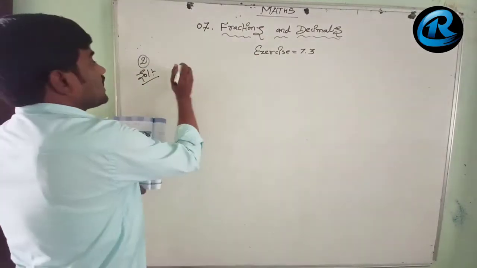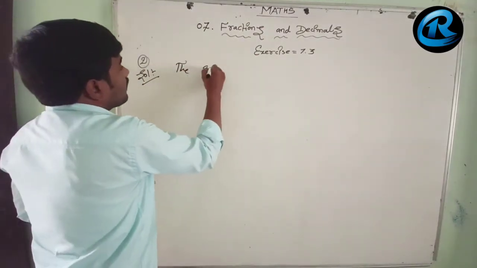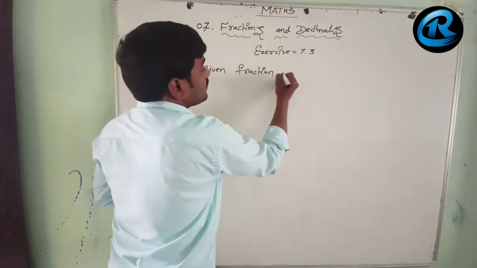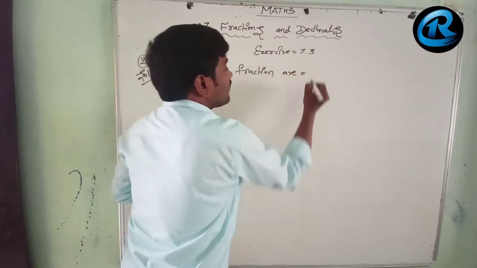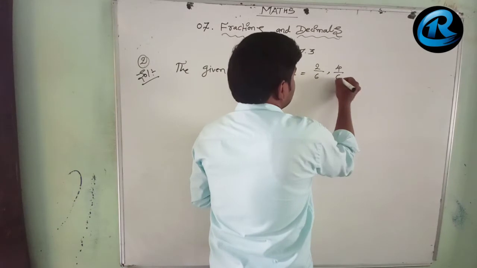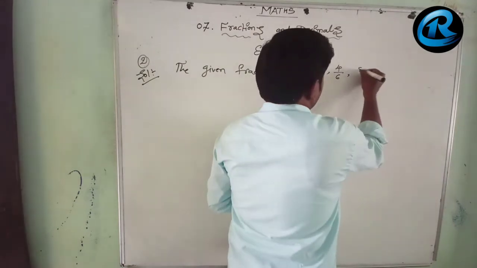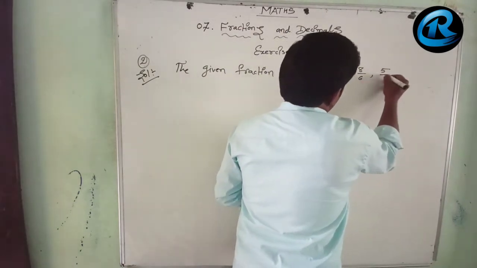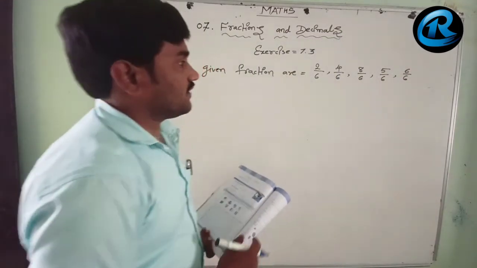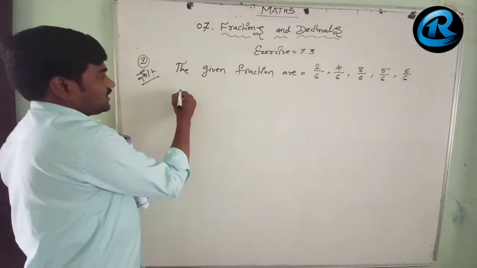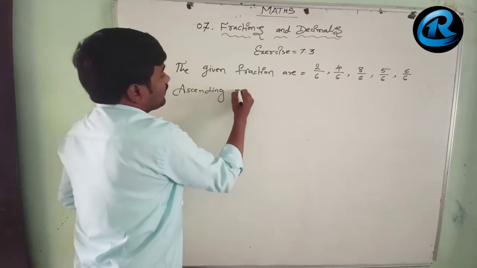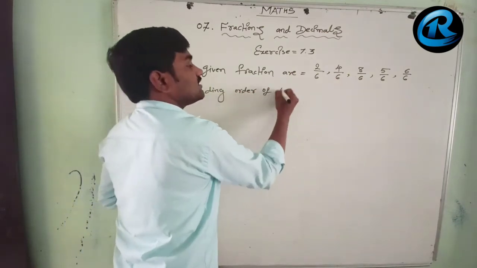First of all, let us write the given fractions. Which fractions are given here? The given fractions are 2 by 6, 4 by 6, 8 by 6, 5 by 6, and 6 by 6. These are the fractions given. Let us write these fractions in ascending order.